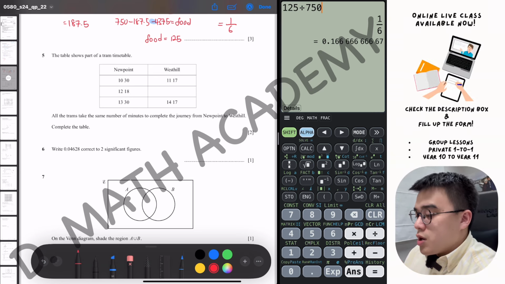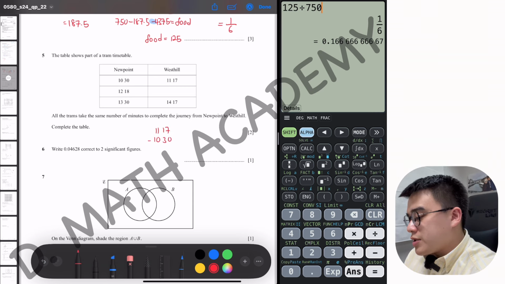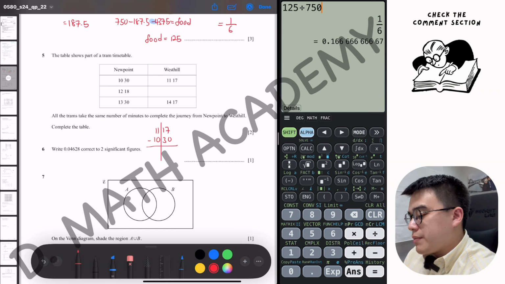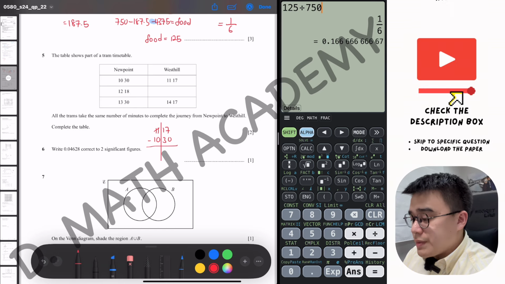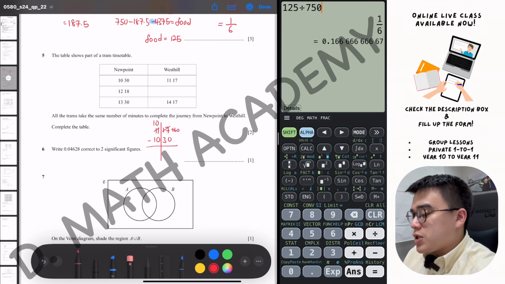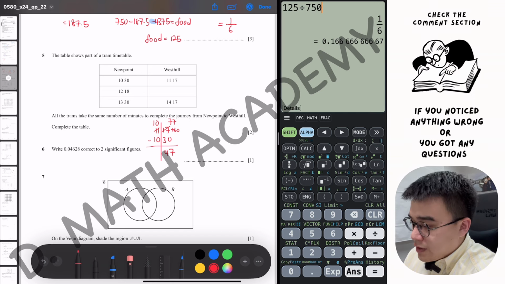So just take 1117 minus 1030. Please note that there's an invisible gap between them because hours is hours, minutes is minutes. So when you decide to borrow 1 hour from the front, you will add an additional 60 into it, making it a 77. So 77 minus 30, it should be 47.